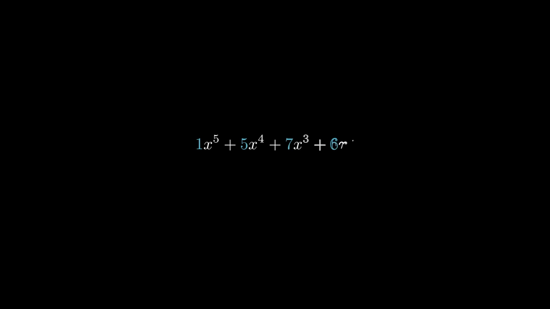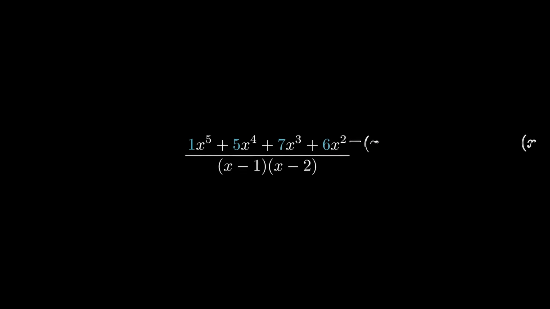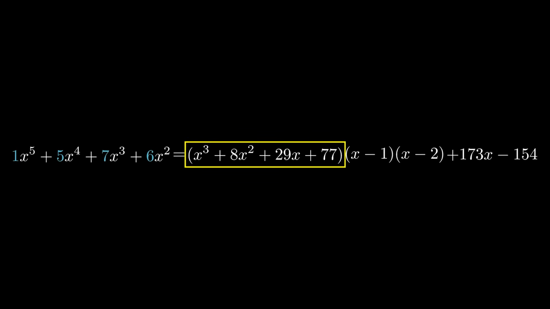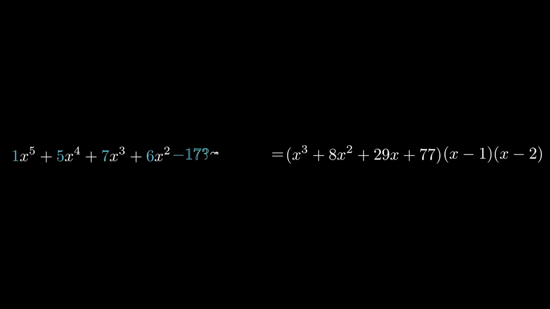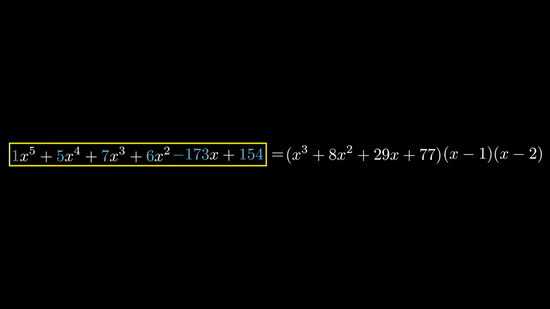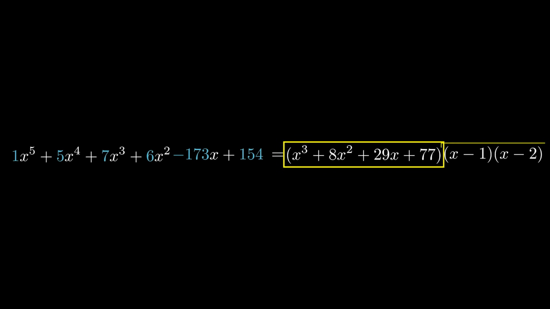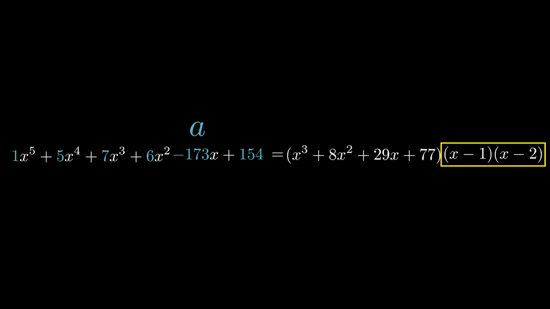If I divide the message without A and B by the generator, then I get a degree 3 polynomial, which is what I want, plus a remainder. And if I move the remainder to the other side, I now have the exact setup I want. A degree 5 polynomial with my message that equals a degree 3 polynomial times x minus 1, x minus 2. Therefore, A is negative 173 and B is 154.